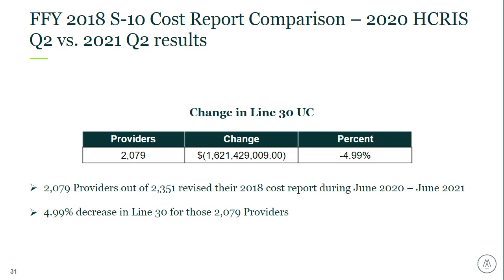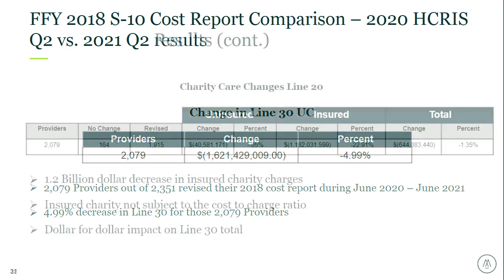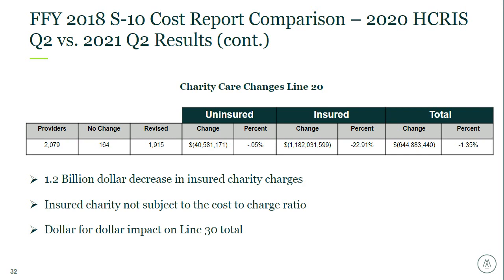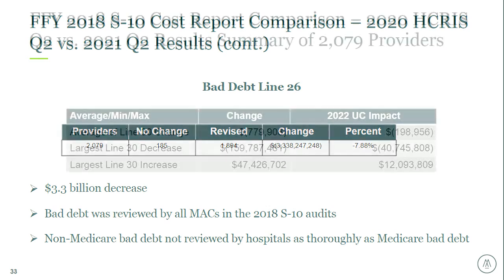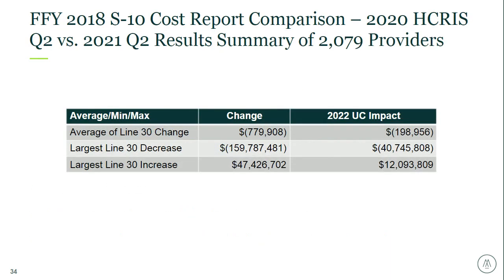What we're seeing is still massive changes in the line 30 amounts, in the charity amounts, and we believe also the bad debt amounts. What we're seeing in these 2019 audits is mirroring what we saw in 2018. When those 2019 audit results come out, we'll make sure to update those findings and give you the results of how that looks. But first we're going to start with our next polling question.